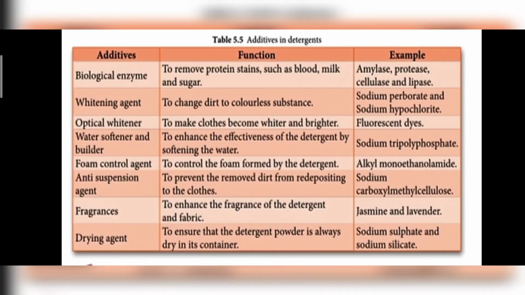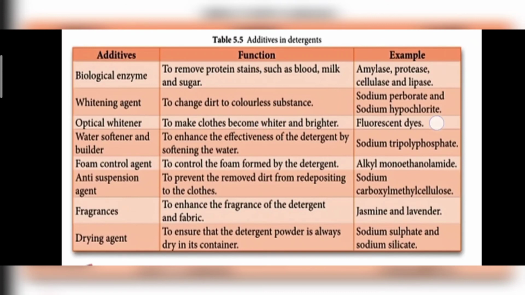Okay. So, di sini ada beberapa contoh additives in detergent dan dia punya function. Okay, the first one, biological enzyme added to the detergent to remove protein stains such as blood, milk, and sugar. For example, amylase, protease, cellulase, and lipase. And then the second one, whitening agent, function to change dirt to colorless substance. For example, sodium perborate and sodium hypochlorite. Third one, optical whitener to make clothes become whiter and brighter.